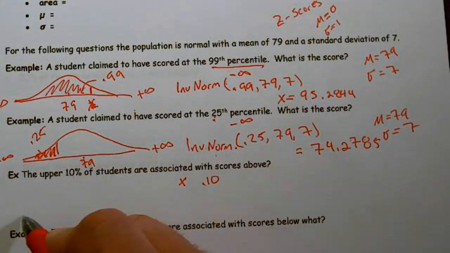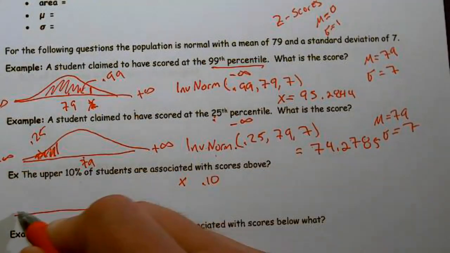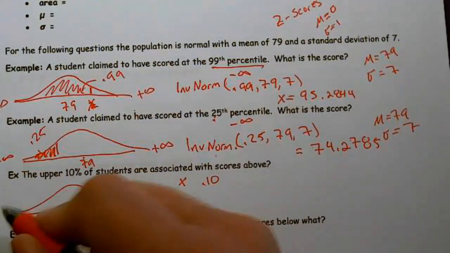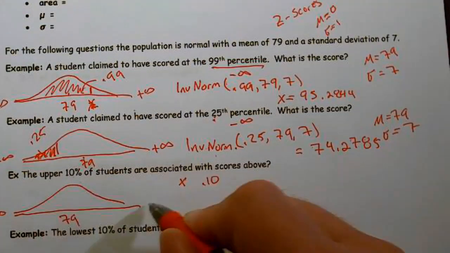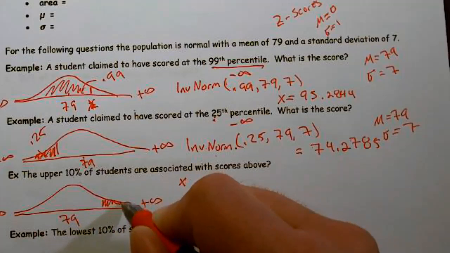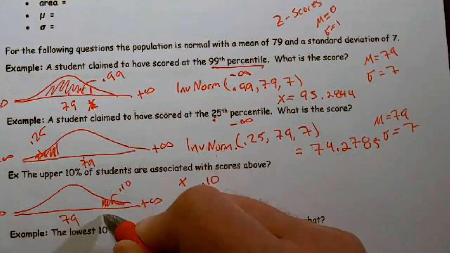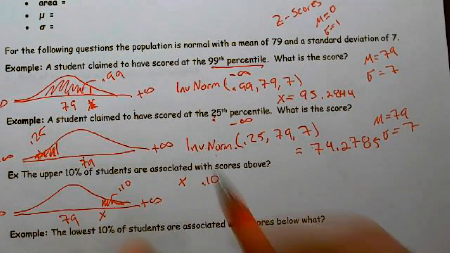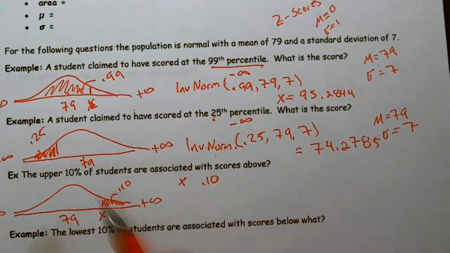So when I'm drawing this, there's my mean at 79. I have a negative infinity, a positive infinity. This is the upper 10%. So this is up here at 0.10, and I'm looking for an X value that's above 79. All right, because it's the upper 10%. Remember, 0.1 is above.